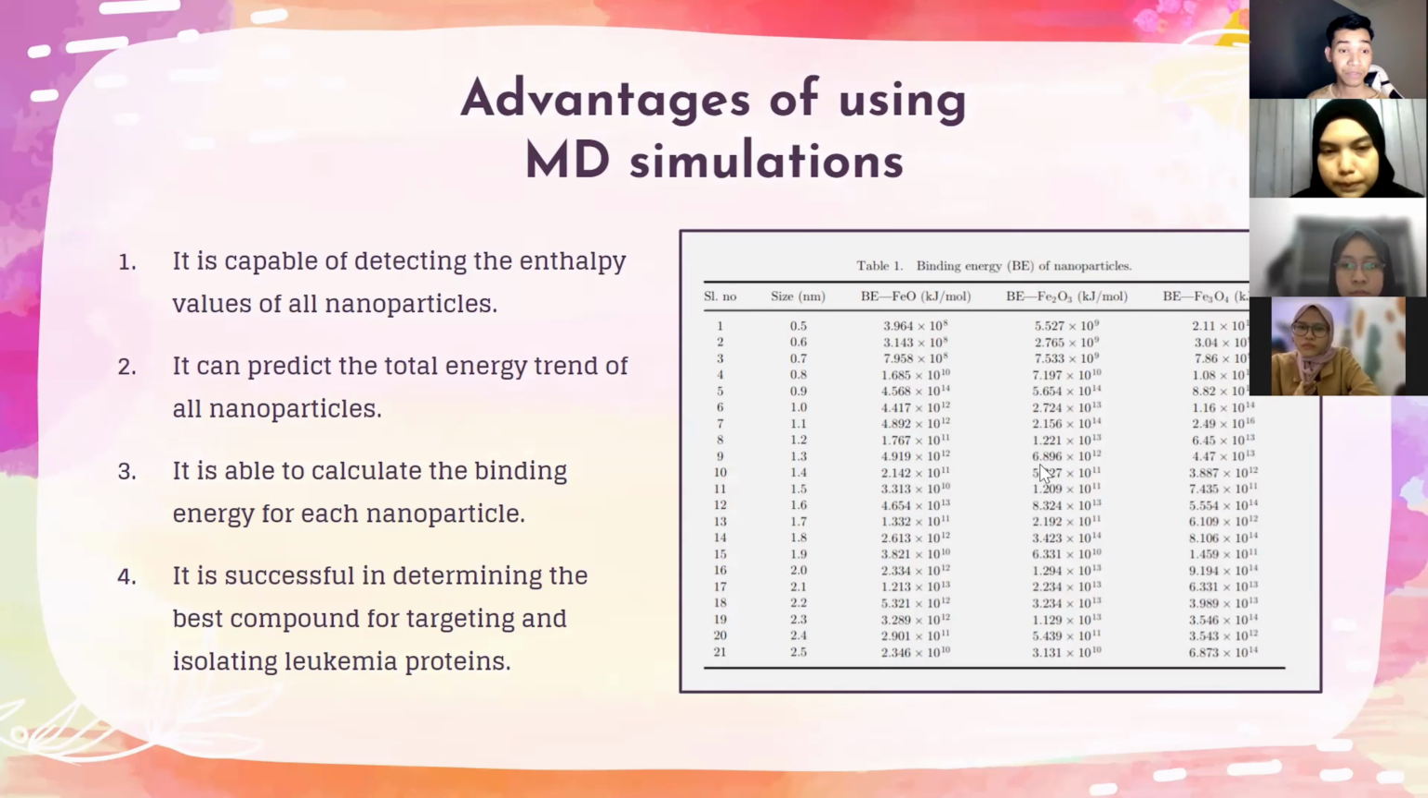And the fourth one is that it is successful in determining the best compound for targeting and isolating leukemia proteins. According to the computational studies, iron oxide with a size of 1.1 nanometer is the most suitable and efficient in targeting and isolating the leukemia proteins. So that's all for the advantages of the MD simulation.